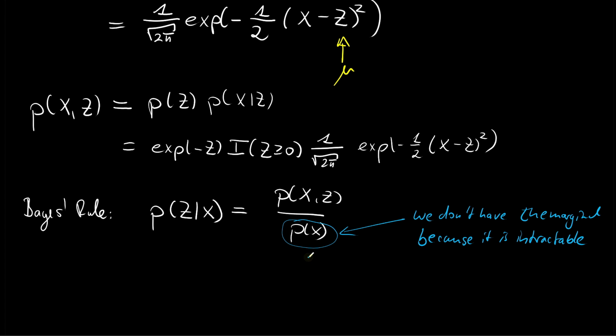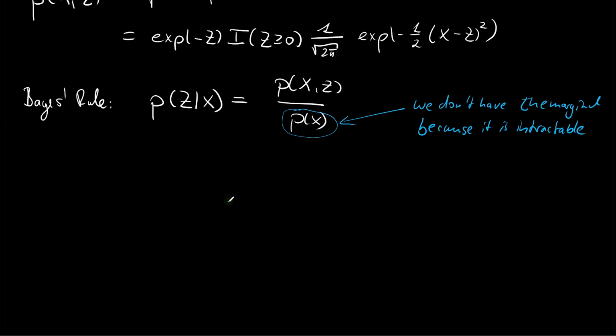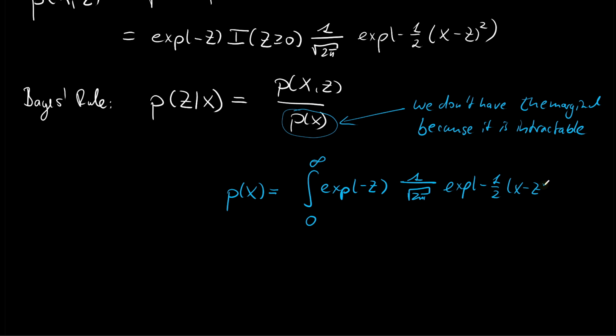We analyzed that also in the last video, but I just want to note it down once again, because p of x is the integral over z, and z shall be going from 0 to infinity in order to get rid of our indicator function, of the exponential of minus z times 1 over the square root of 2 pi times the exponential of minus 1/2 x minus z squared dz. And there is no closed form solution to this integral. So this one is intractable because there is no closed form solution.